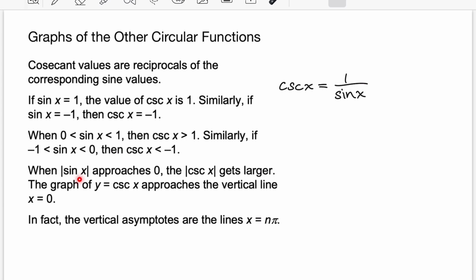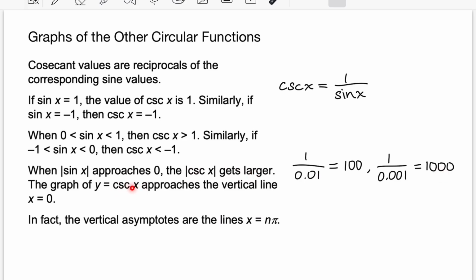Additionally, when sine x approaches 0, cosecant x is going to get larger and larger. And we can see this just by the form of this function here. If sine x is getting closer and closer to 0, so for example, if we had that sine x was equal to 0.01, this would be equal to 100. And if we let sine x get even closer to 0, so say 0.001, this would give us 1000. So we can easily see just by the form of this function here that as sine x approaches 0, our cosecant function is going to get bigger and bigger.